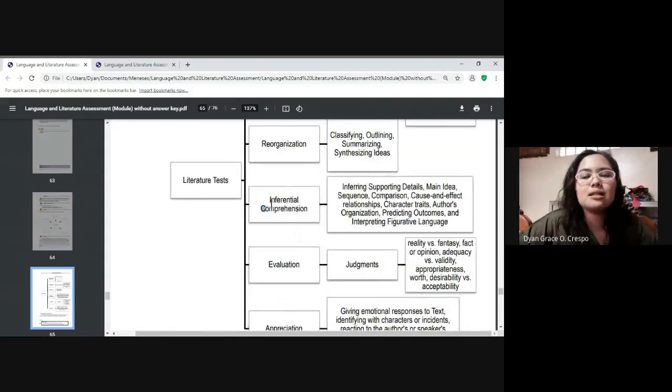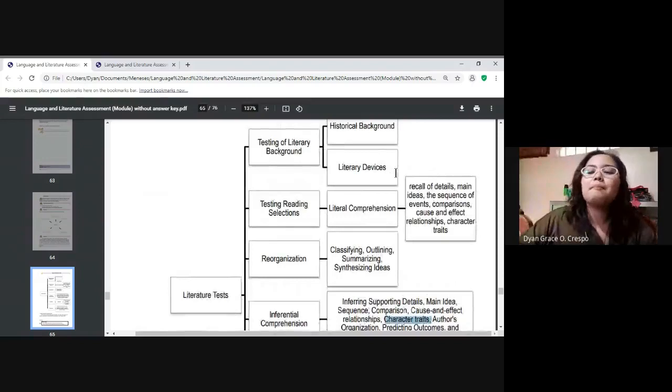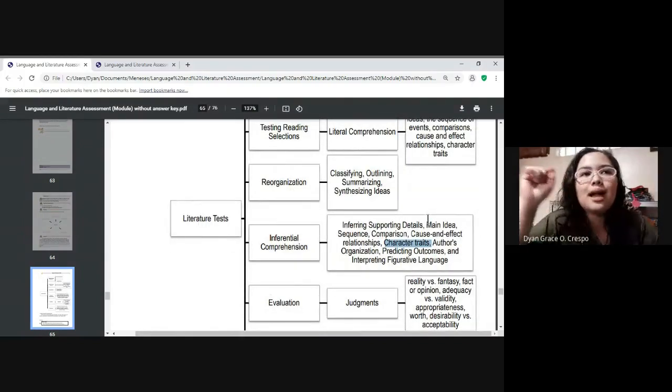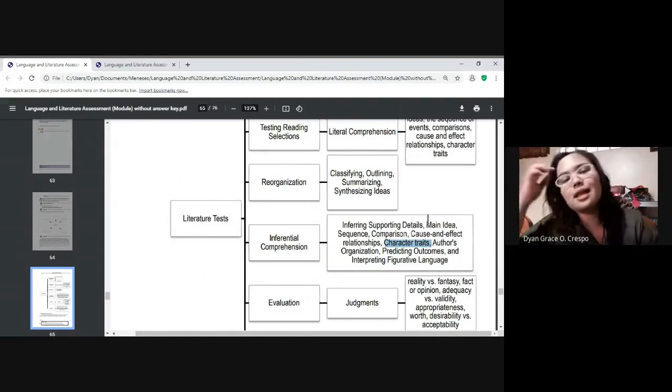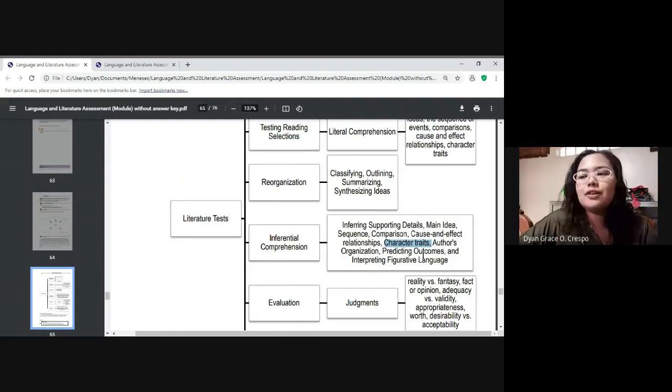In inferential comprehension, the student is asked to read beyond the lines. Kaya nga tinitignan dito yung different character traits. For example, in testing reading selection, you will just ask, who is the main character of the story? Okay, so it's sulat ni bata. But when it comes to character traits, you could ask, why is it that this character is very broken? Why do you think this character is ganito ganyan? Representation, ayun, medyo mas malalim siya. Figurative language, of course. Mahihirapan kayo sa figurative language kasi sino ba namang hindi.